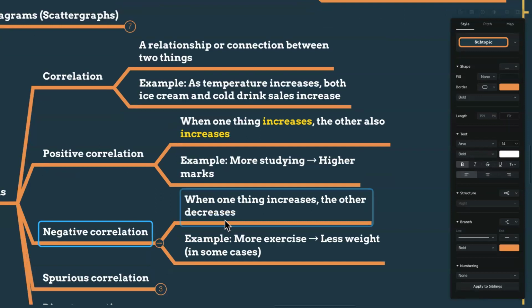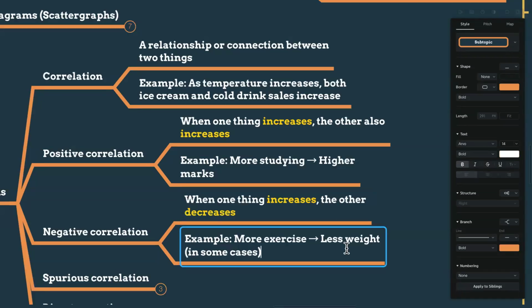And negative correlation means when one thing increases, the other decreases. That is the negative correlation. The example is, the more exercise, the less weight in some cases. So you are doing exercises every week, and you increase the exercises, and you are going to lose weight. You're going to have less weight. So one increases and one decreases.